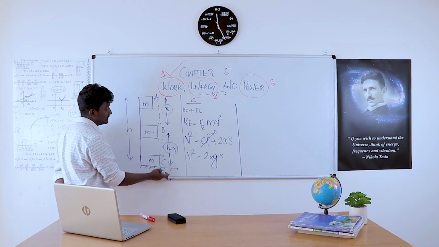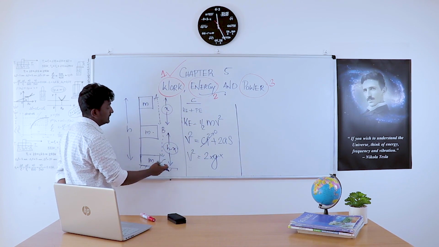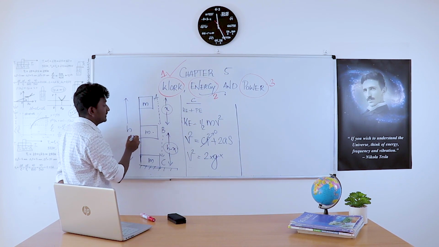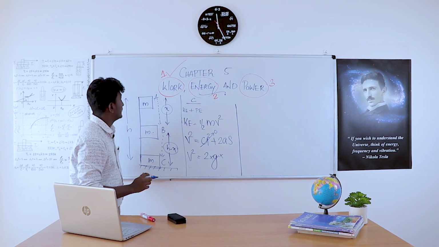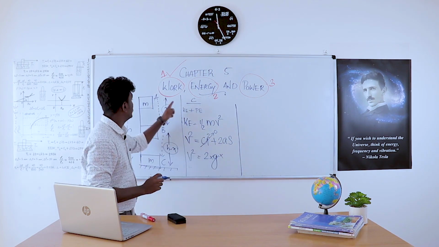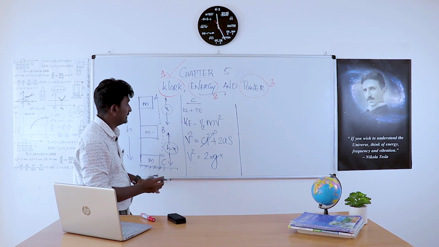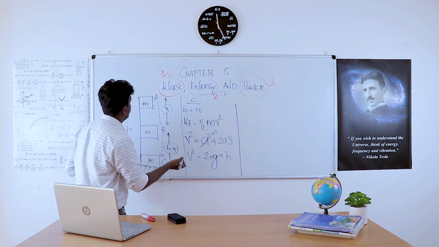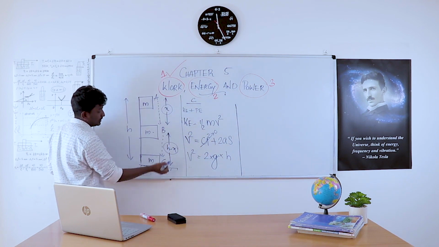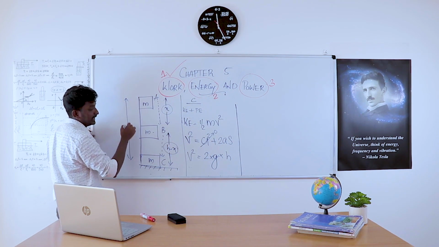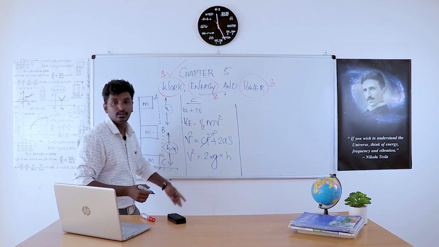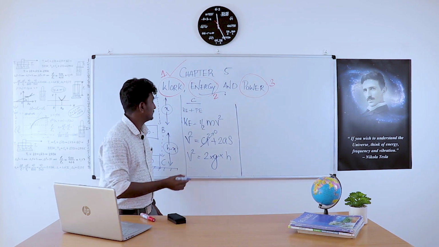From A to C, the object is moving through a displacement h, that is the height of the point A. Look at this figure from A to C. What is the displacement? h is the displacement. Now we got the value of v square as 2gh.